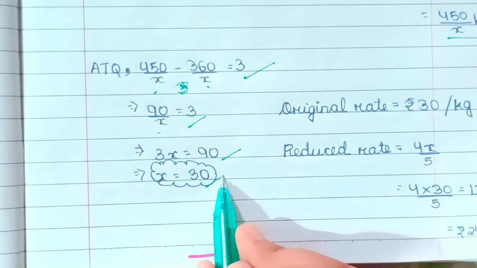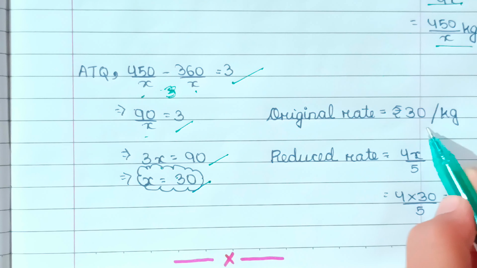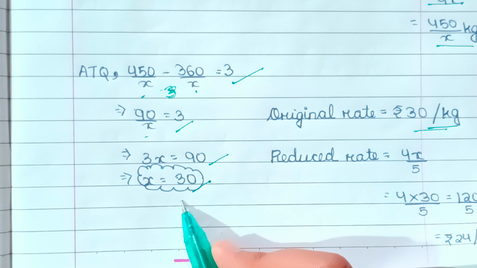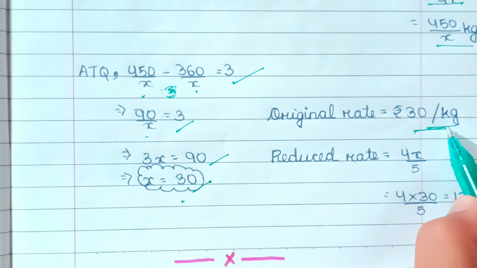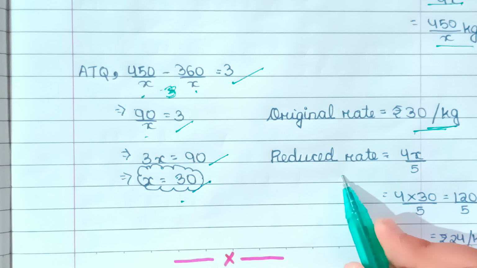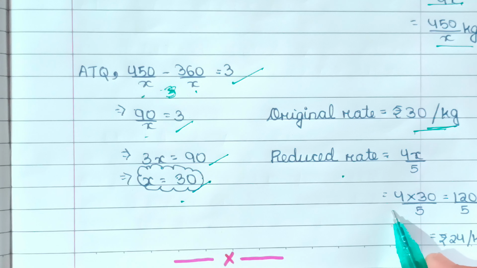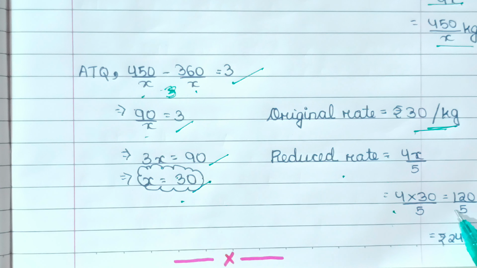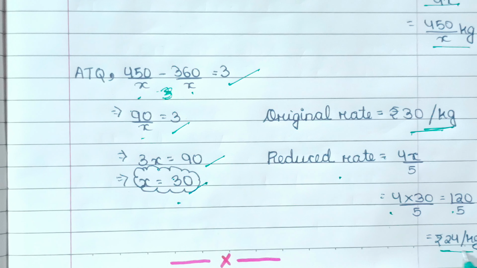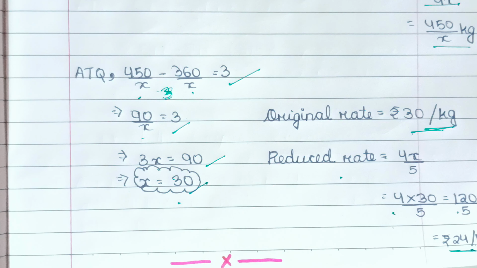So the original rate here comes as rupees 30 per kg, as x was the original rate, and the reduced rate is 4x by 5, that is 4 into 30 by 5, which is equal to 120 by 5, and rupees 24 per kg. So here the original rate is rupees 30 per kg and the reduced rate is rupees 24 per kg. So here we complete the chapter Profit and Loss and the important questions regarding that chapter.